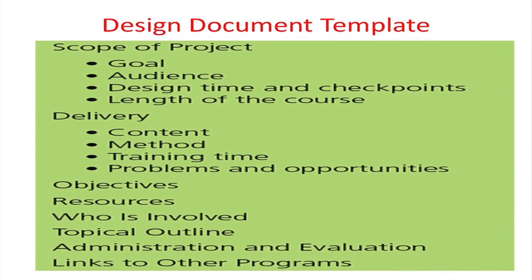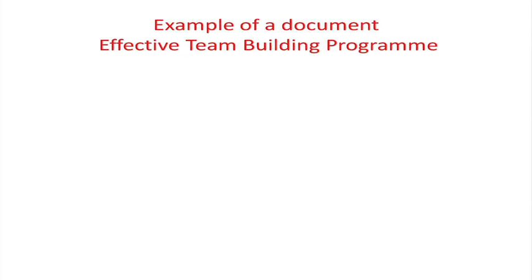Then based on this, you are going to write what would be your resources in terms of trainers and other things, logistics, who is going to be involved, what are the different topics that you are going to cover, how it is going to be administered in terms of boarding, lodging, other things, how it is going to be evaluated, and how this is going to be linked to other programs. So, all this is going to be a part of a design document. Now, let us see an example. This is an example of a document, and the program is called an effective team building program. What I have given you before was one example related to time management.